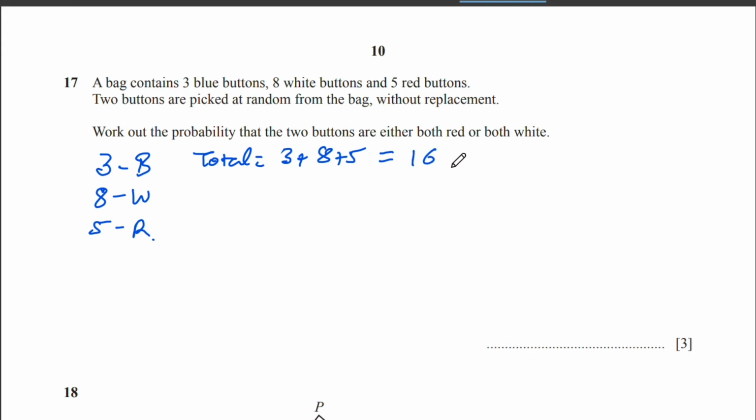Now see, both are red, and they are done without replacement. So for the first, taking out the probability for both red, the first red is 5 by 16. Now since it is without replacement, the second one will be into 4 by 15.